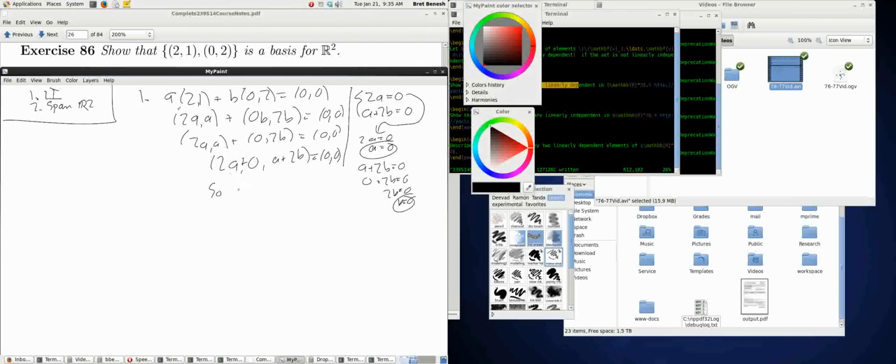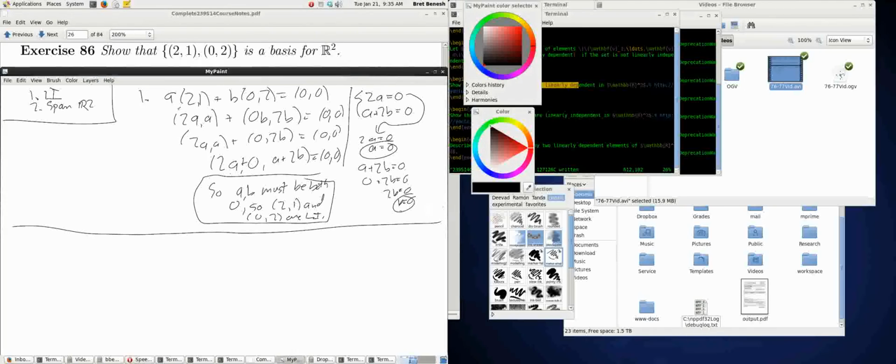So a, b must be both 0, I suppose. So (2, 1) and (0, 2) are linearly independent. So I'm halfway done. But it could very well be that these two things don't span R2.